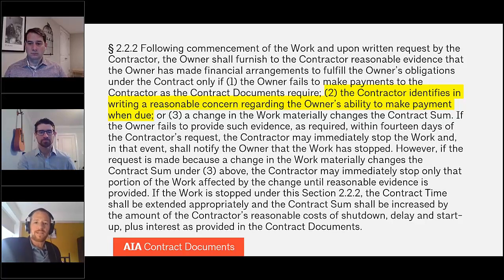But the first one, I guess the most obvious one to me, is if a company files for bankruptcy. And right now we've heard of a number of companies already, due to the economic disruption that COVID-19 has caused, that are actually filing for bankruptcy. In bankruptcy, a company can still continue to conduct business, but obviously there are some pretty big indicators of financial problems there. Do we all agree that that is a reasonable concern about the owner's ability to make payment?